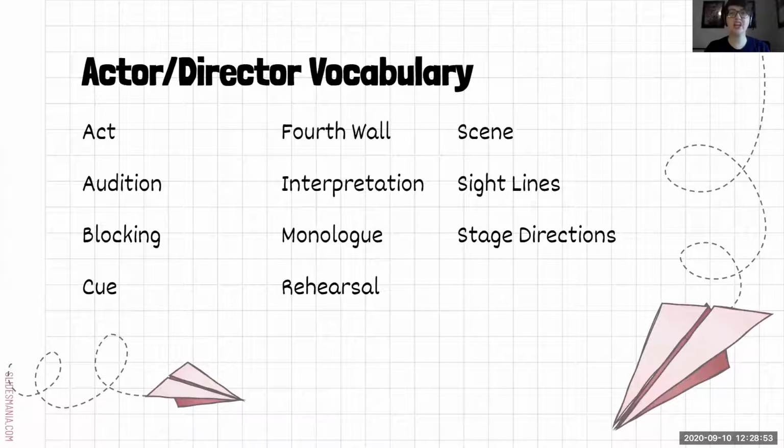Okay, a cue. A cue is just a signal. It can mean either like a cue for an actor to do something. It can be a cue for a light to change. It can be a cue for something to come down from the fly space or go up. It's a catch-all term for a signal that something has to change.